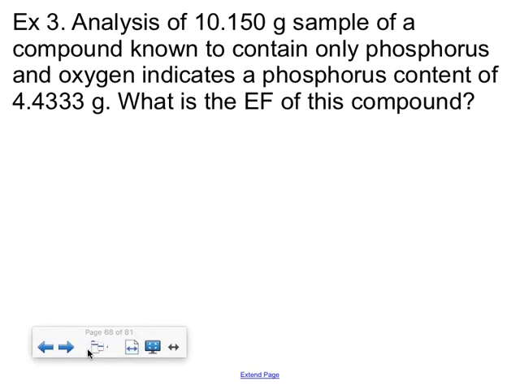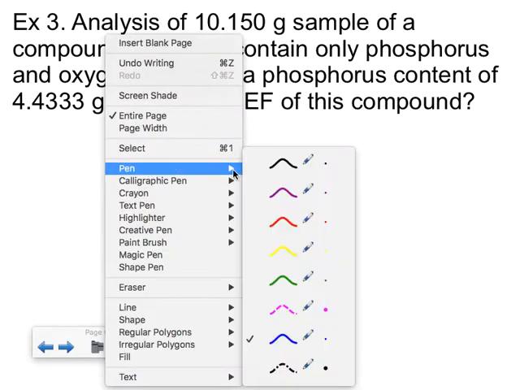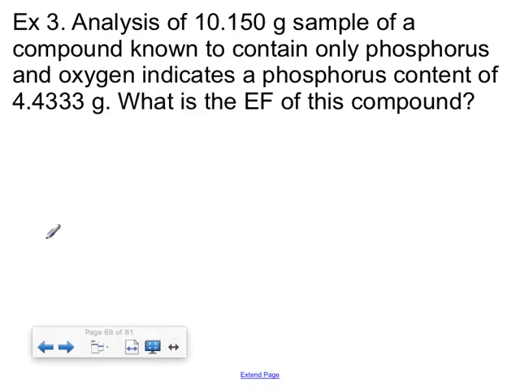Let's take a look at another example here. Purple first. Analysis of a 10.150 gram sample of a compound known to contain only phosphorus and oxygen indicates a phosphorus content of 4.4333 grams. What is the empirical formula of this compound? So here we're not given a percentage. We are given mass. And here is the total. Okay. And here is just phosphorus.